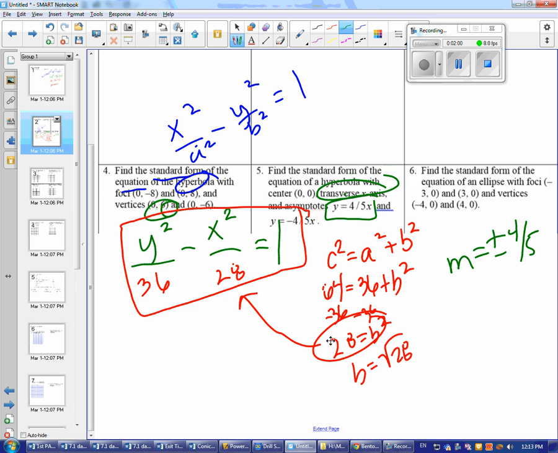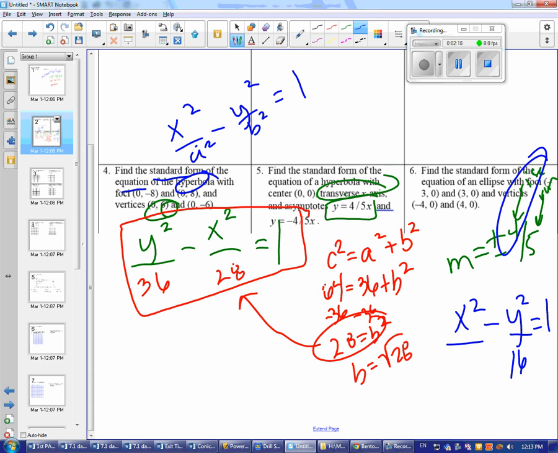Remember that slope is always rise over run. So the rise is 4 and the run is 5. Rise is in the y direction. So in the y direction, we're rising 4, which means the denominator under y is 4 squared. And the run is the x direction, so the denominator under x is 5 squared, or 25.